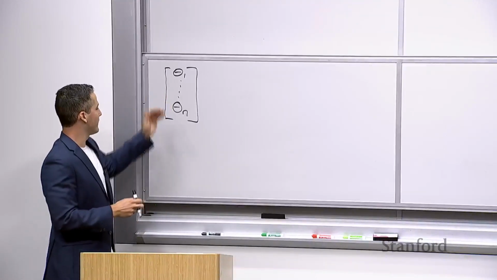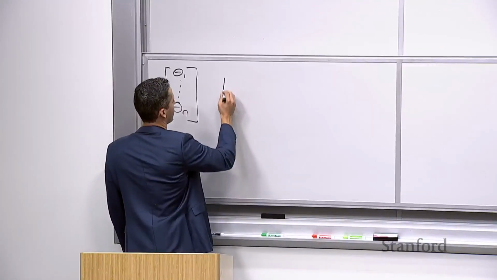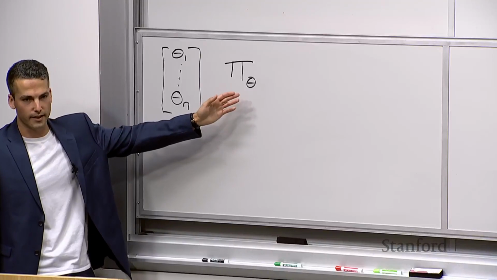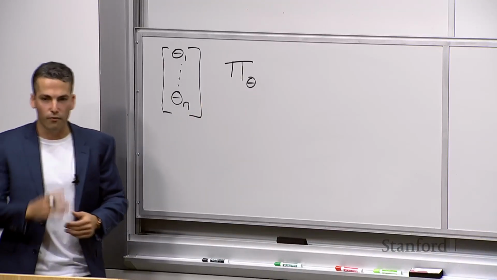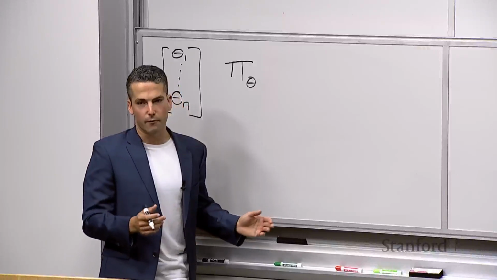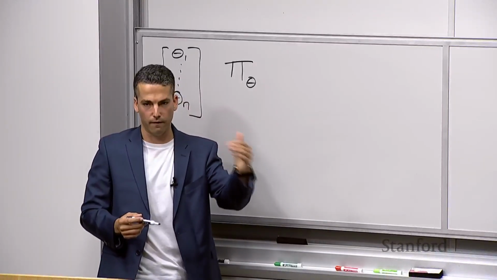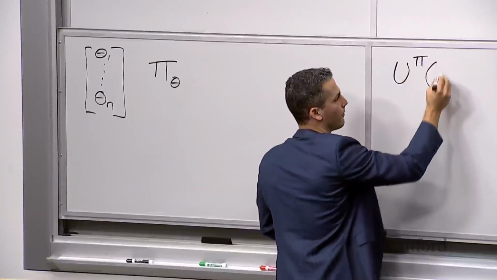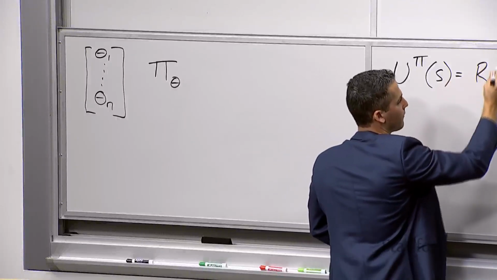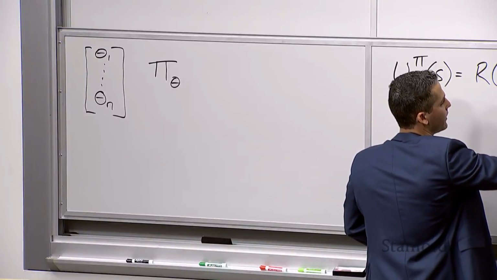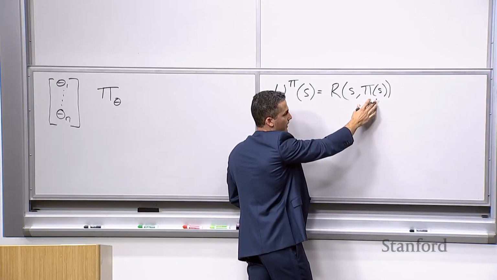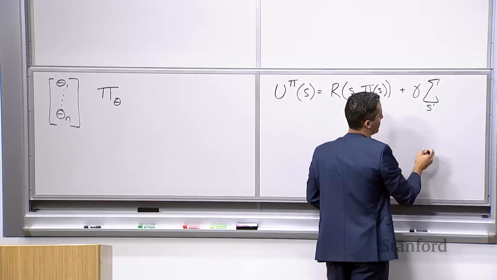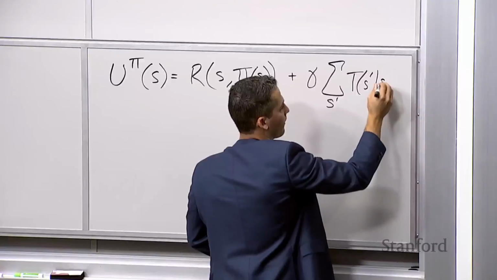We have this set of parameters here, and we can say our policy now is just pi theta, our policy parameterized by this set of parameters. Going to your question, what we've seen in the past is that we can say what the utility is when following a particular policy. The utility when following a policy from some state s is equal to the immediate reward that we receive, plus, for the action that our policy tells us to take in that state, the discounted future reward, summed over all next states that we could then transition to when following that policy.